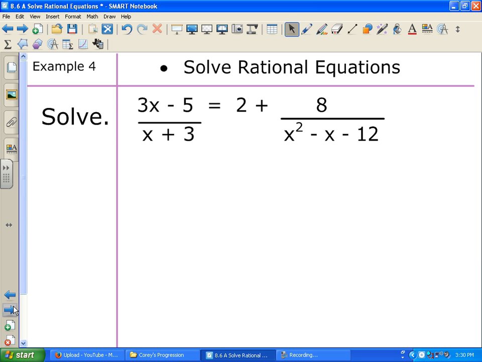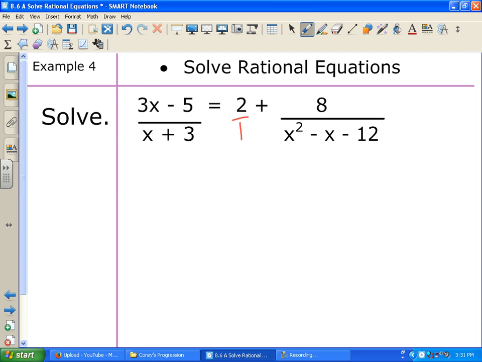3x minus 5 over x plus 1 equal to 2 plus 8 over x squared minus x minus 12. Same technique. We're going to multiply both sides by the common denominator. Distribute, simplify, solve. Mr. Wood, not everything in this problem is a fraction. So what? Make everything in this problem a fraction. However, will we make everything a fraction? Perhaps making it 2 over 1.